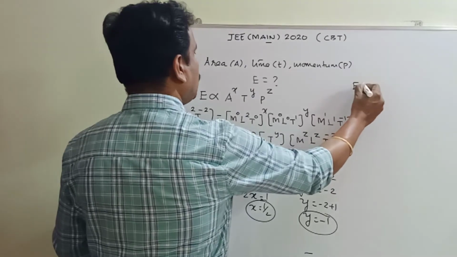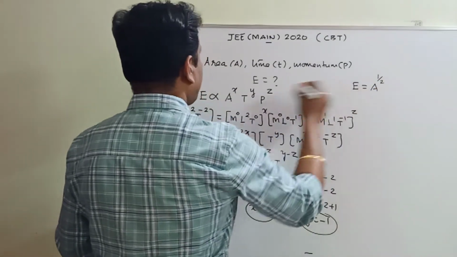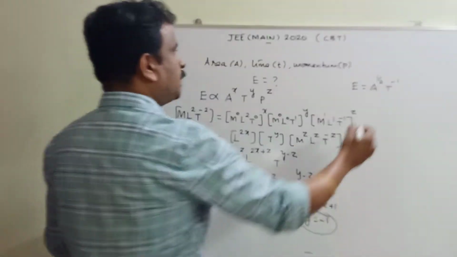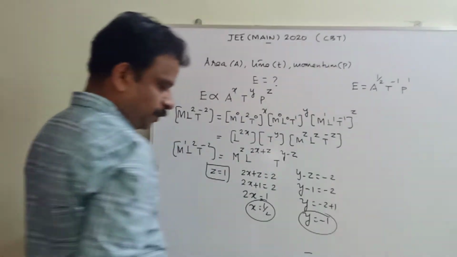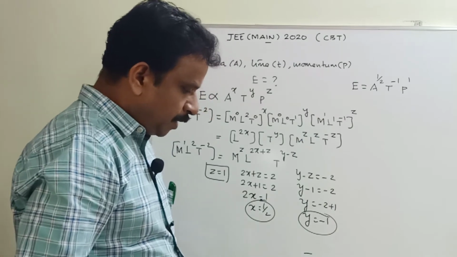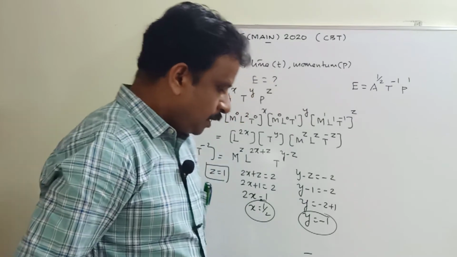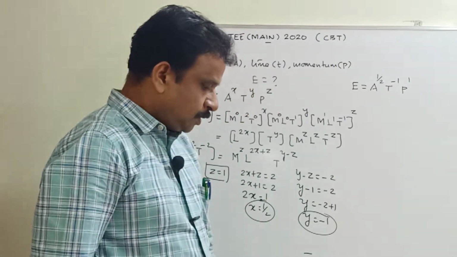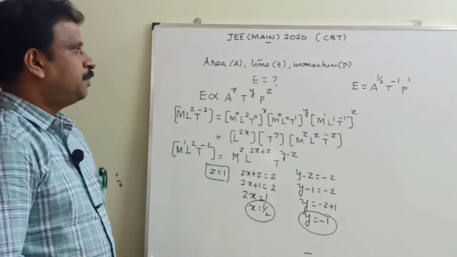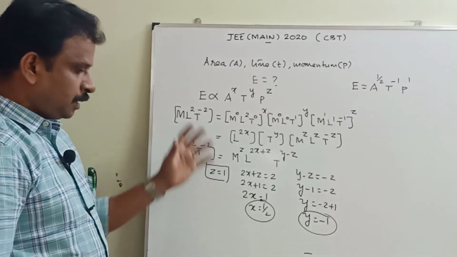So energy is equal to area power x, where x is a power half, and time power y, it is time power minus 1, and momentum power z, it is momentum power 1. So your answer is like this: A power half, t power minus 1, and p power 1. So this is a way to find out the expression for energy in terms of area, time, and momentum. This is the solution for this problem.